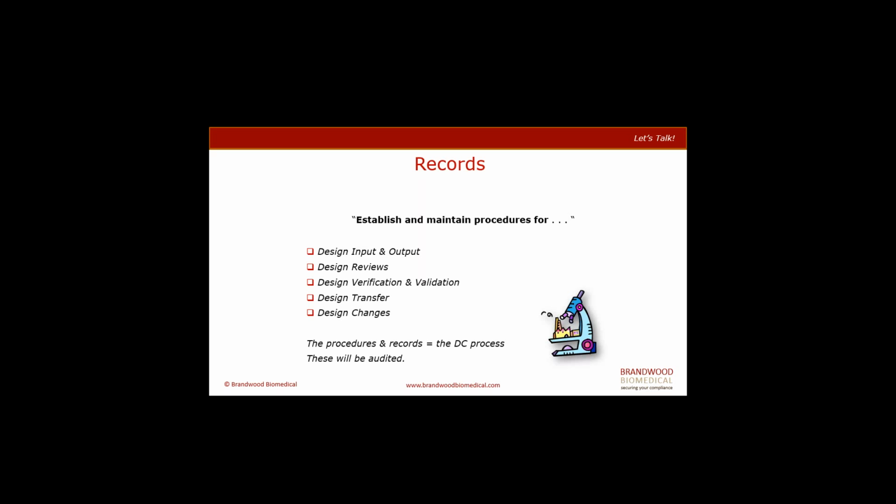These documents in the first instance could be fairly scant with not a lot of detail, but at least gives you a process to work upon and evolve so that it truly captures what the actual activities that the team is undertaking and will develop for future projects. These are all living documents. They're not written once and put in a cupboard. They're to help in the development life cycle and to help with the development of the product. At the end of the day, the procedures and records equals the design control process, and these will be audited.